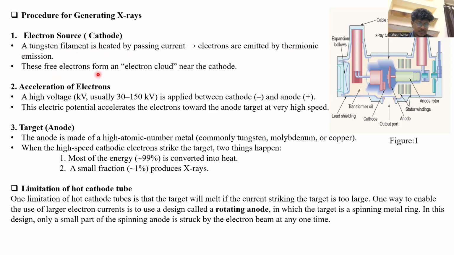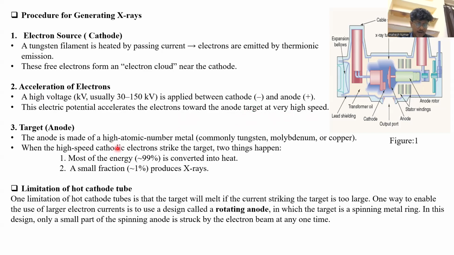These free electrons form an electron cloud near the cathode. Then we apply high voltage, usually 30 to 150 kilowatt. It accelerates the electrons between cathode and anode to high kinetic energy, and this electric potential accelerates the electrons towards the anode target at very high speed.